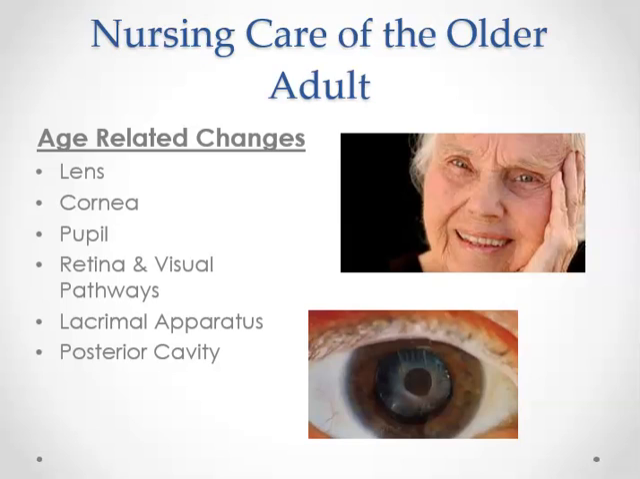Pupils, they're going to have decreased size and responsiveness to light. The sphincter is going to harden. This creates difficulty seeing in dim light and difficulty seeing at night. This is why we like to make sure that they have lighted pathways at night when they're getting up to go to the bathroom. So night lights are important.